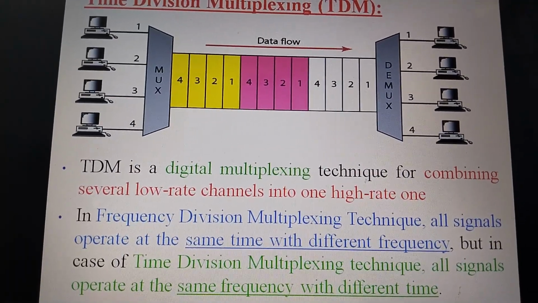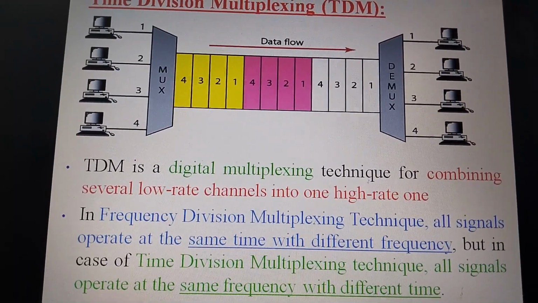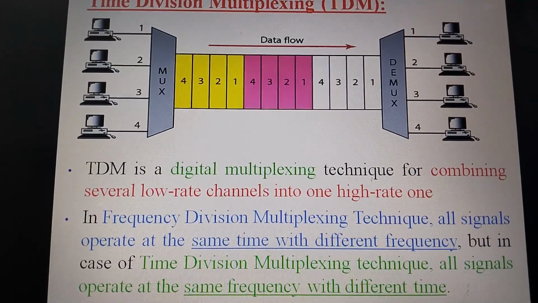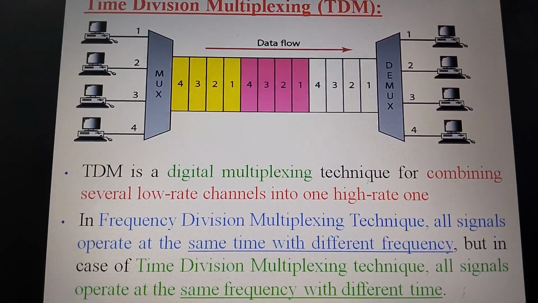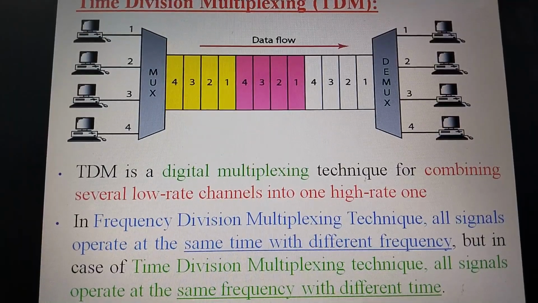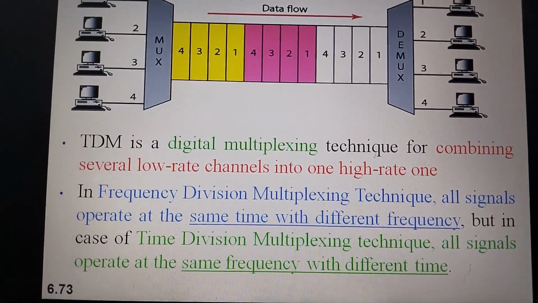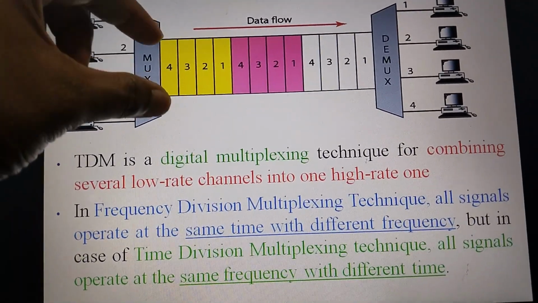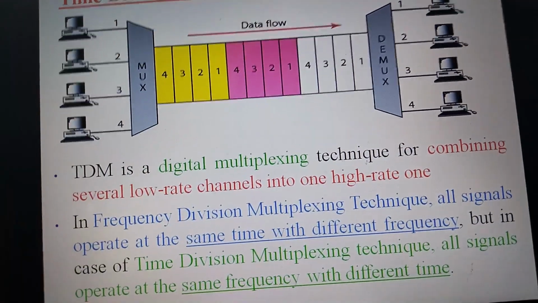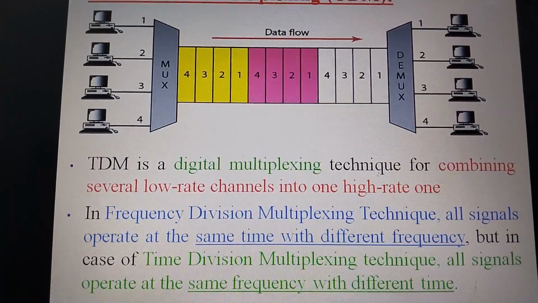Here, in FDM, the frequency bandwidth is internally divided into several channels. But in time division multiplexing, all the signals operate on the same frequency at different times. See, there is only one frequency, but the time slots are different for each input line. That is the main difference here.